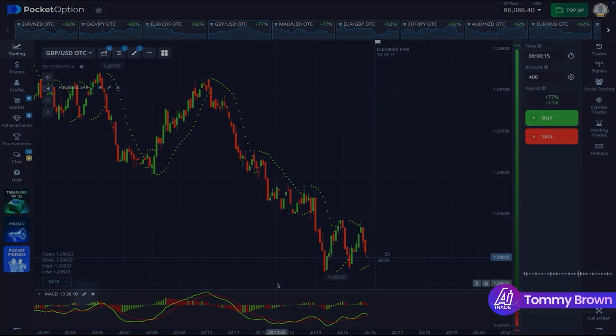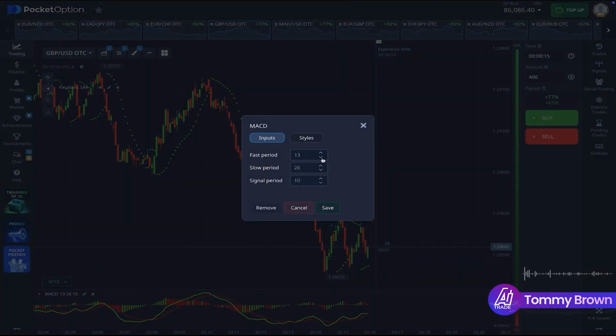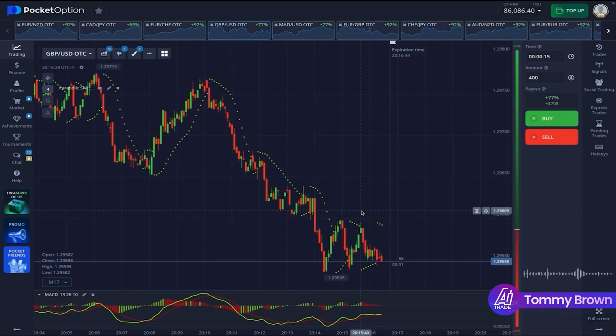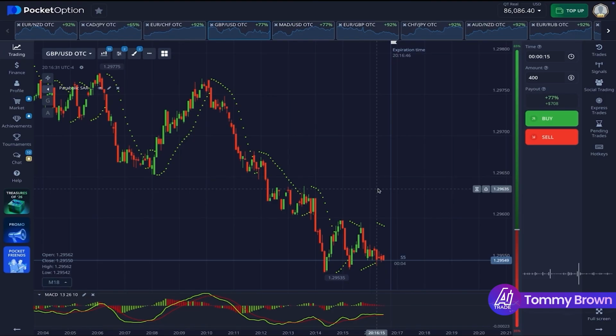Now let's move on to the MACD indicator. I'll show you what it looks like by default. In the field for the fast period, set the value to 13. Don't change the slow period, set the signal period to 10. Well, the indicator settings are ready, so now let's move on to the most interesting part.